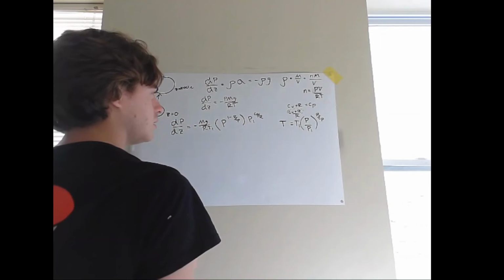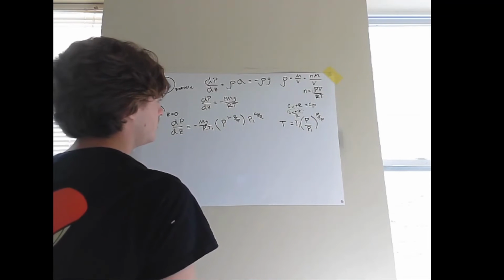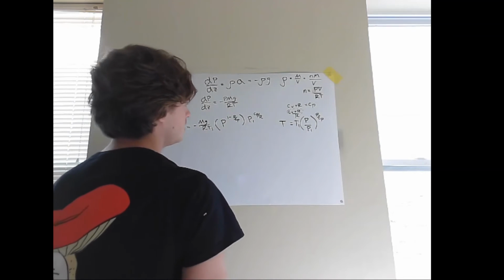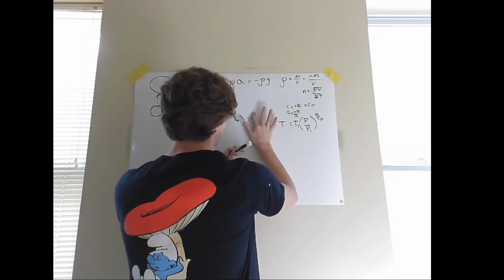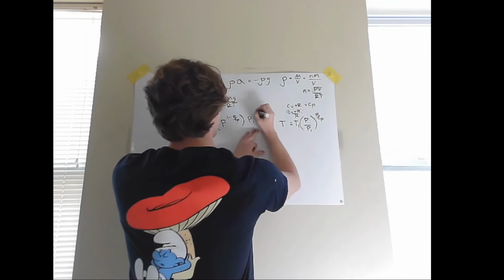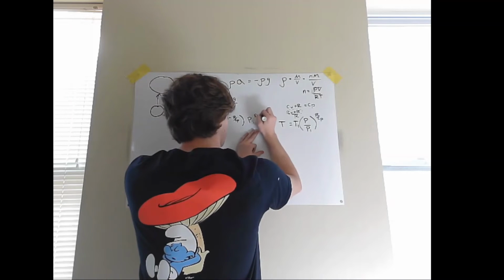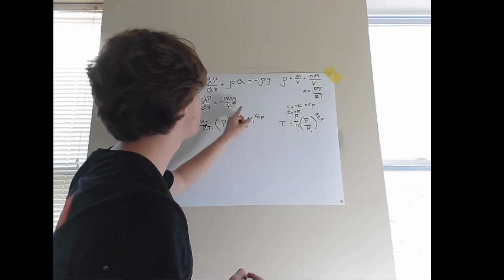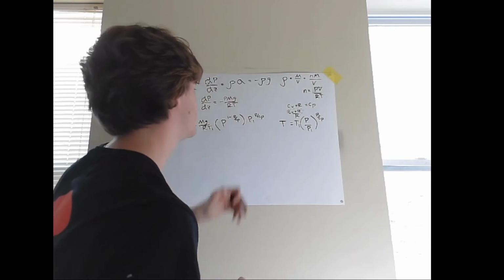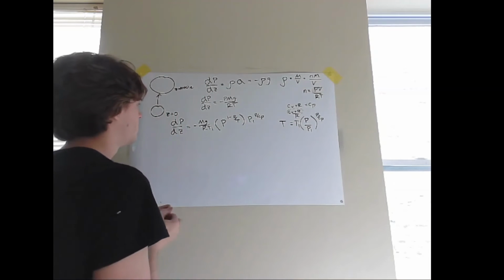Right. I think this is just R over Cp. This is just going to be R over Cp. Because you divide by P1 to the R over Cp, it's in the denominator, so it'll be flipped to the numerator, so that is our expression.